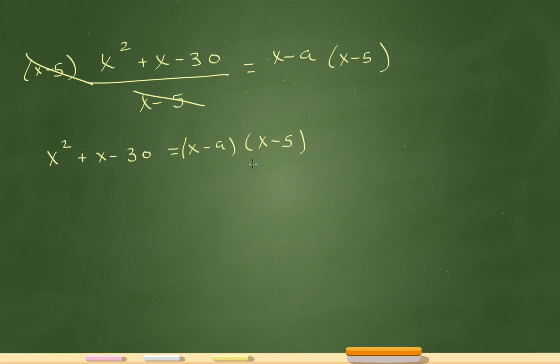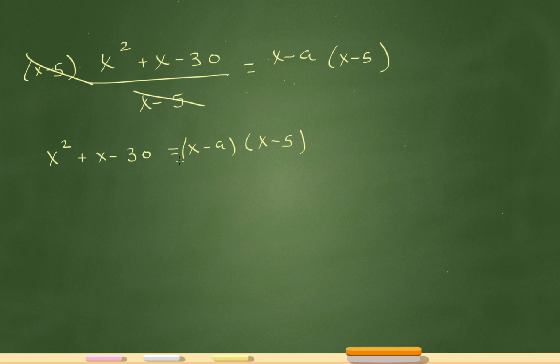So I'm going to be left with x squared plus x minus 30 equals x minus a times x minus 5. Now, do you see how on the left and right side, this is all foiled out? So there's a couple of things that I can do here. I can either factor this left side out, or I can foil this right side out. So whatever you're comfortable doing, I'll do both.